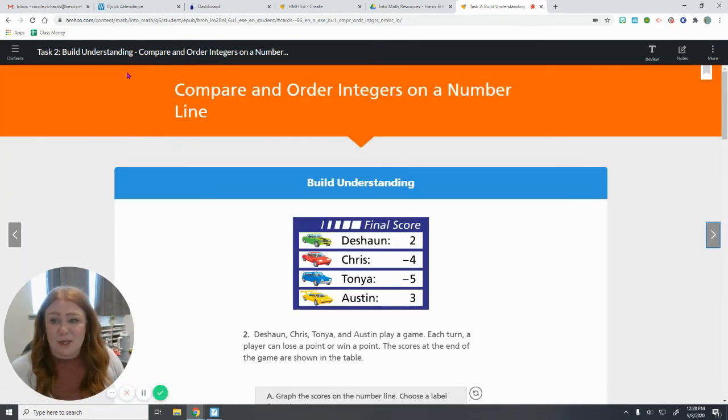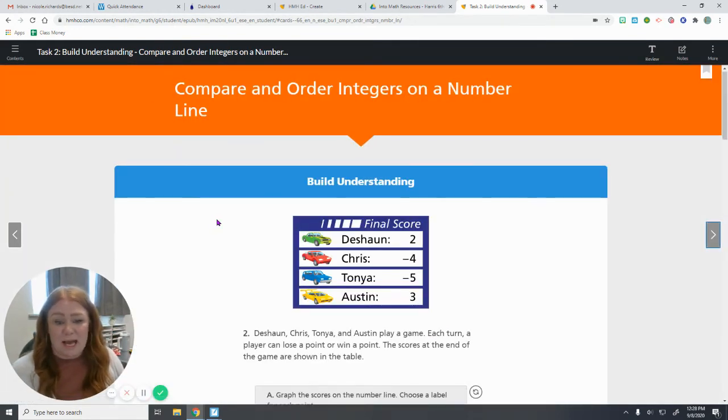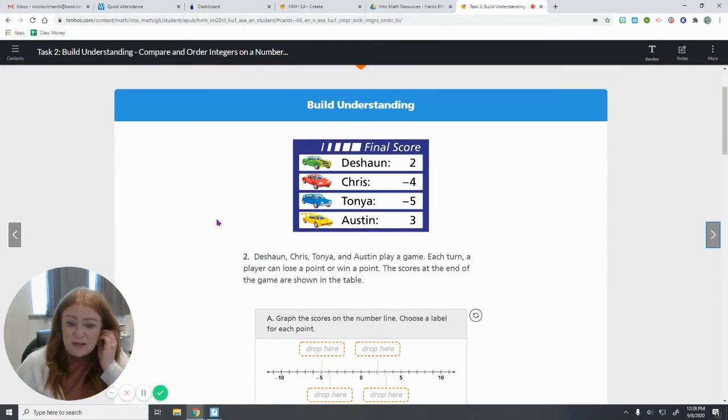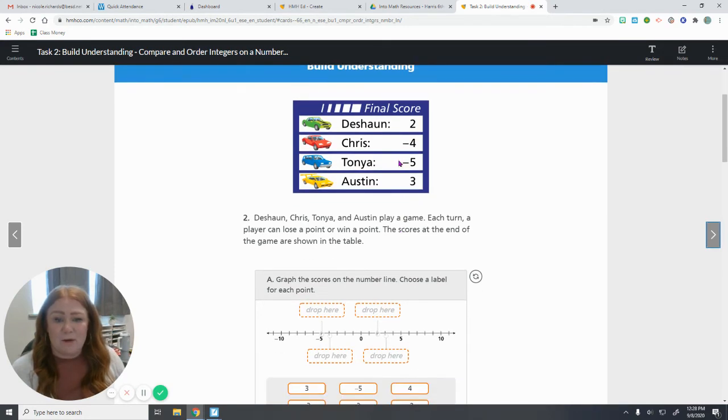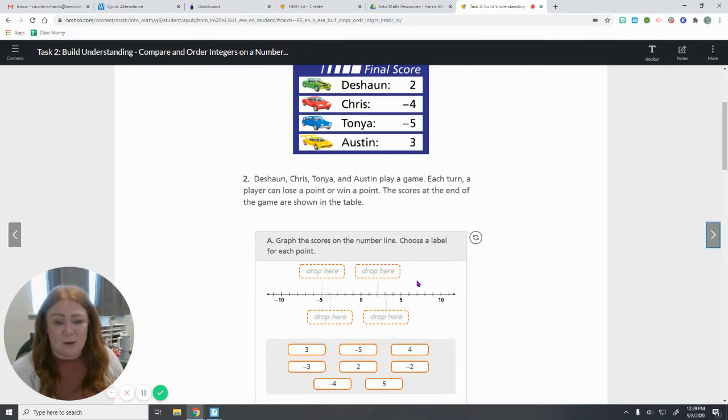Okay, for task 2, we are looking at a game here. We've got Deshawn, Chris, Tanya, and Austin that are playing this game, and they can win or lose points, and the score at the end is shown here. So we are going to graph their scores on this number line. So Deshawn has 2 points. So positive 2 is going to be on the right side, 1, 2.